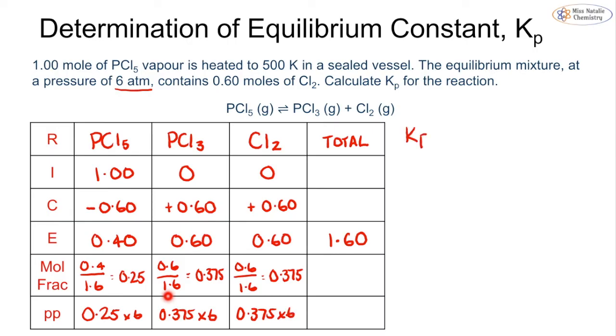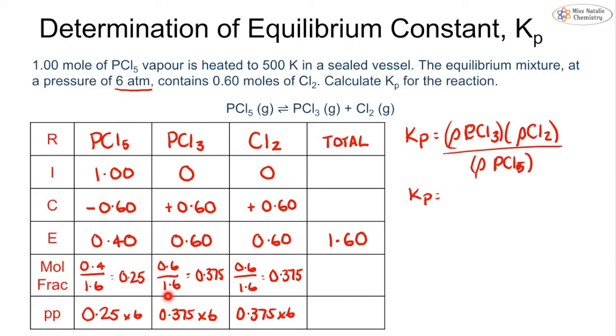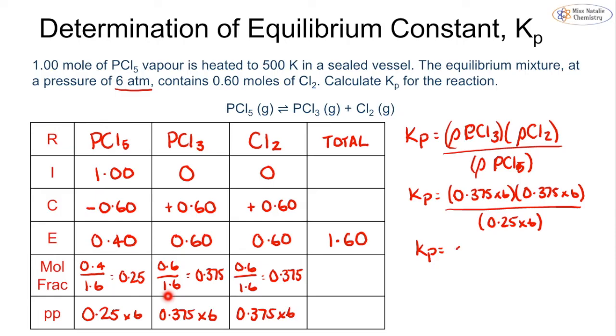In this case, our Kp expression is the partial pressure of PCl3 times the partial pressure of Cl2 over the partial pressure of PCl5. So I'm going to substitute in those numbers. I had 0.375 times 6 times 0.375 times 6 over my reactants, which was 0.25 times 6. And again, I can put all of that into my calculator and I find my answer to be 3.38.